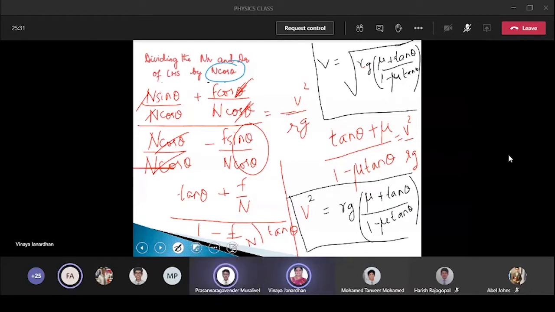And what about RHS? RHS now becomes square root of R into G into mu plus tan theta. Don't you have to divide by cos theta? No need, right? No need. Ma'am, because we did it on LHS, right? So we have to do it on RHS. Okay.